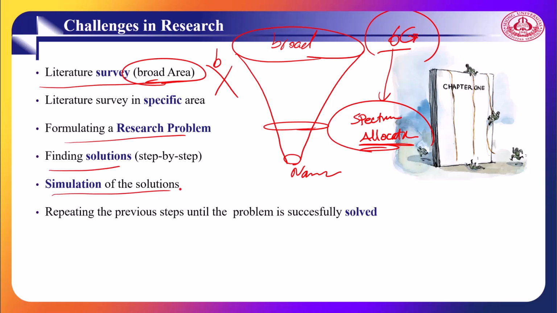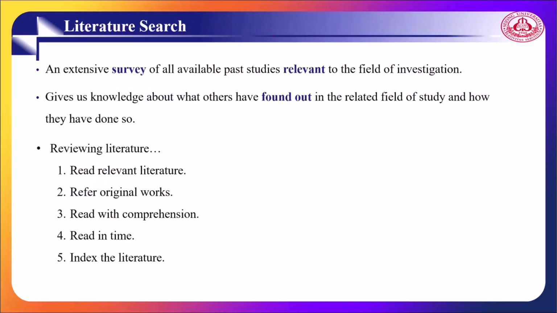And the next one is we have to repeat these previous steps until the problem is successfully resolved. We have to implement a well-defined iterative process. Also, we have to have clear criteria for success and regular evaluation to determine when to finalize or adjust the research. So, extensive literature survey, we can do it on different websites.